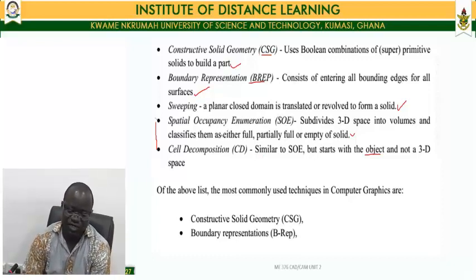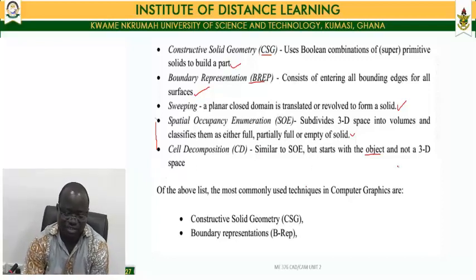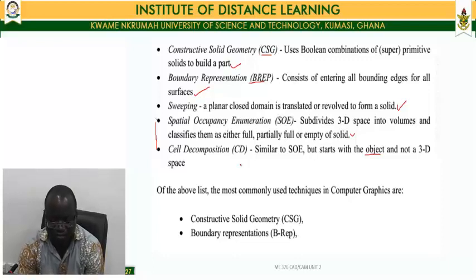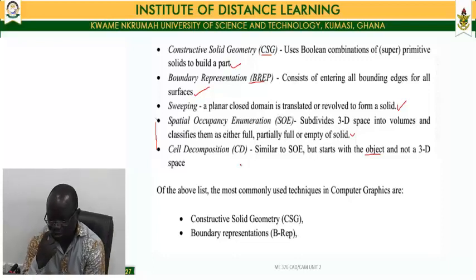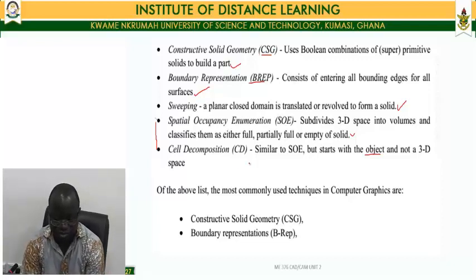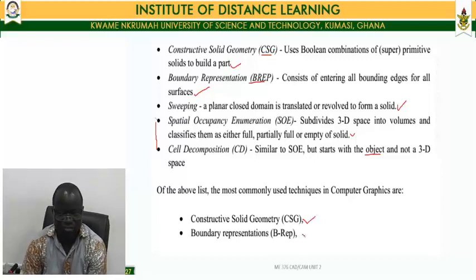Now, of the above list that we have looked at, the two most commonly used techniques are constructive solid geometry, which is CSG, and then the BREP, boundary representation. So we have to take note of these points: the two most commonly used are constructive solid geometry and then the boundary representation technique.